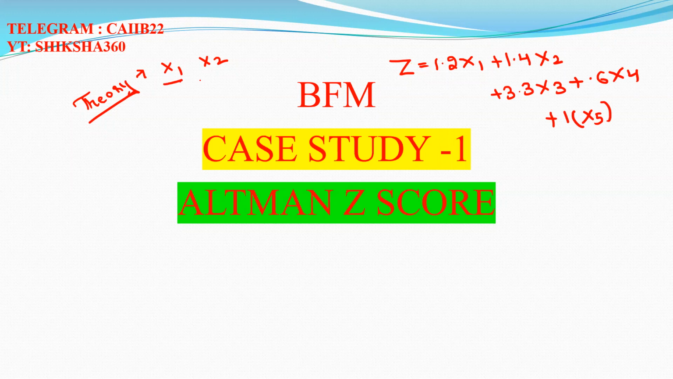Now, what is X1, what is X2, what is X3, what is X4, what is X5? We are also able to understand the general meaning of all these things. Now we have to discuss one by one in detail. So let's start our discussion.